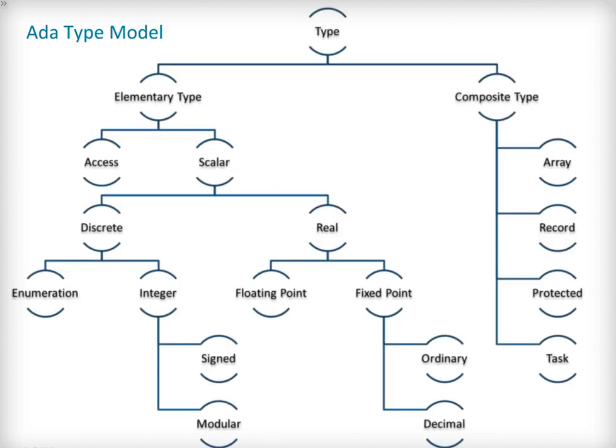This is another view of the Ada type model. On the left hand, you will find all of the simple types, or elementary types, containing in particular numbers. On the right hand side, all composite types, that is to say, types that are composed of fields or components. For now, we are going to concentrate on 3 categories of types. All of these are elementary types, and actually elementary scalar types. We are going to look at enumerations, signed integers, and floating point types.